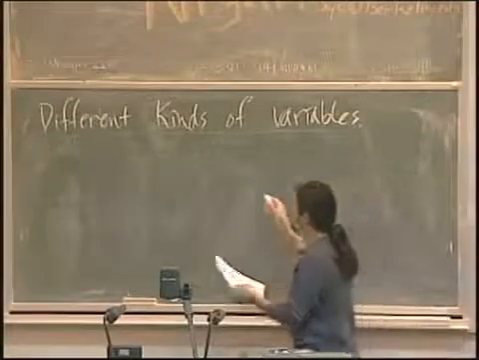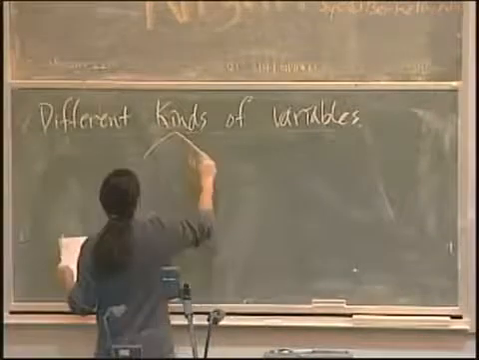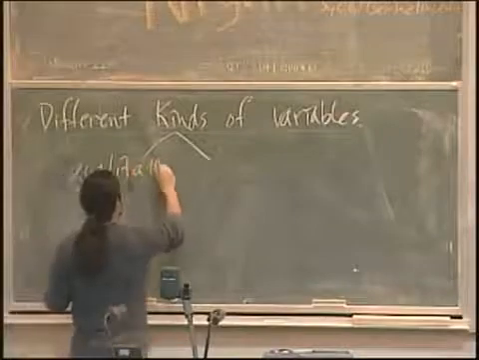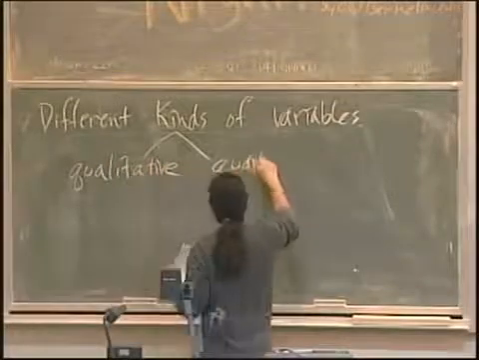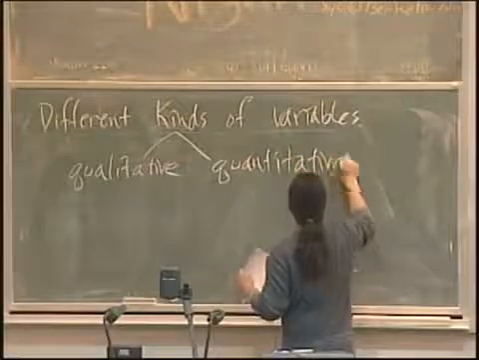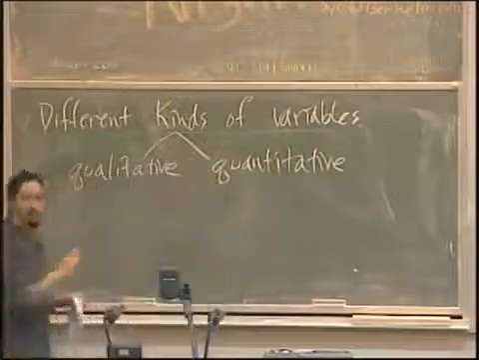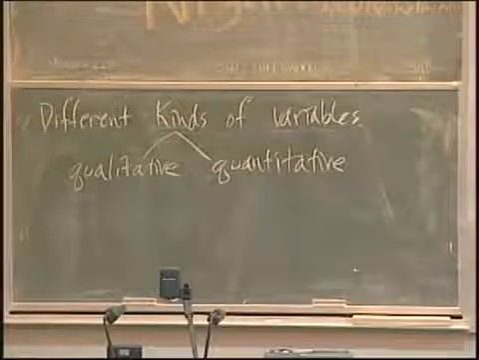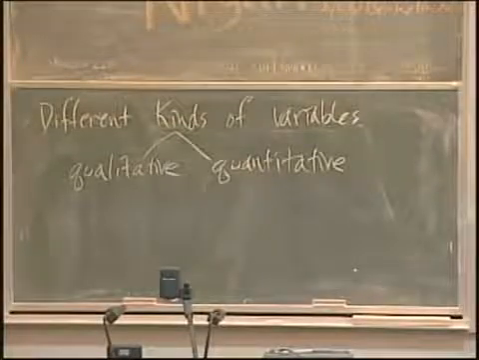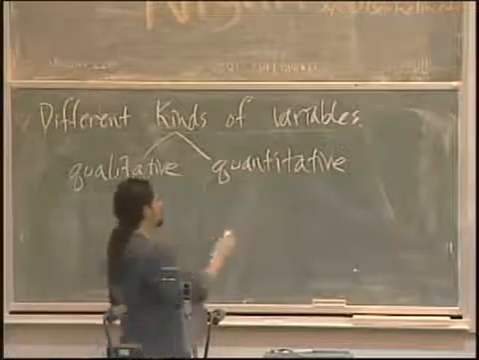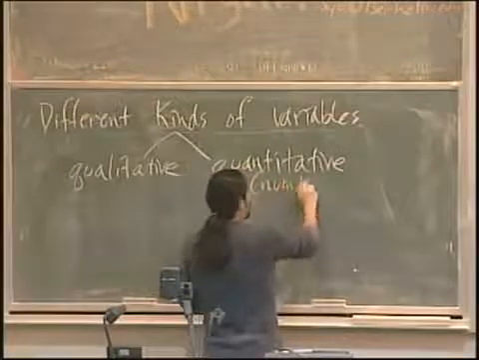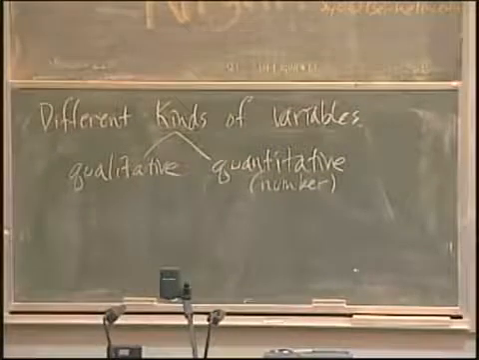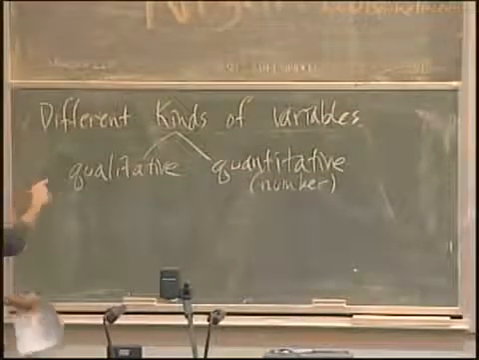So I'm going to divide these into two big categories, qualitative and quantitative. So what do those words mean? Anyone tell me what quantitative, qualitative mean? Yeah. Quantitative is just like an amount, a number. What about qualitative? Sorry? Colors. Well, what does it mean in general, though?